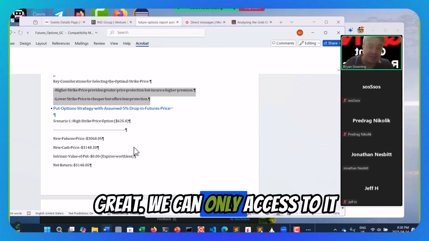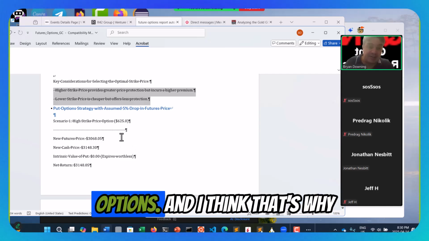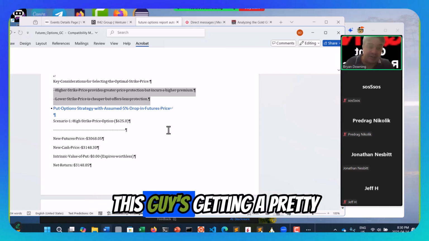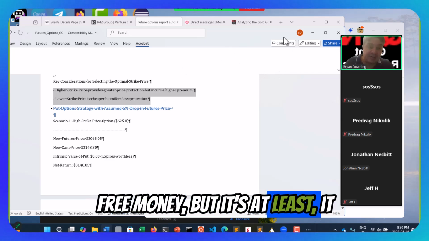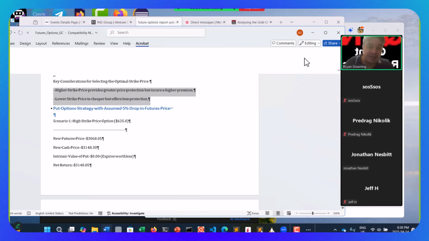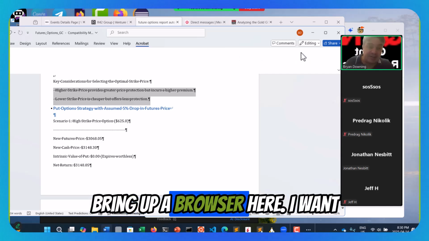You can only get access to it if you're trading futures and options. And I think that's why this guy's getting a pretty decent return. I won't say it's free money, but it has the least risk for sure. Now I'm going to bring up a browser here.